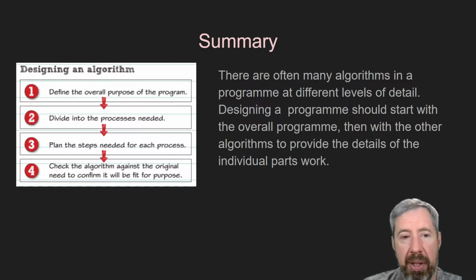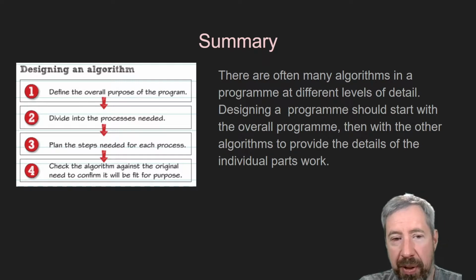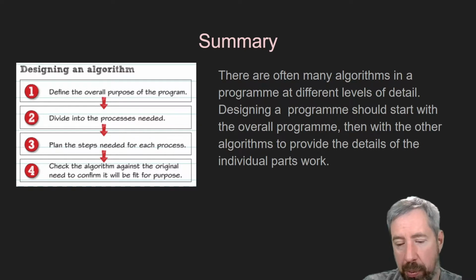The next step is you need to then split the program into some different processes that will occur. Like we've just looked at, we got the inputs, we did some processing, and then we got the outputs. We need to plan the steps for each process. So within those little processes, things will occur inside them. And then once we're finished, we need to check that it actually does what it needed to do in the first place. So if it needed validation, we need to check that validation works.